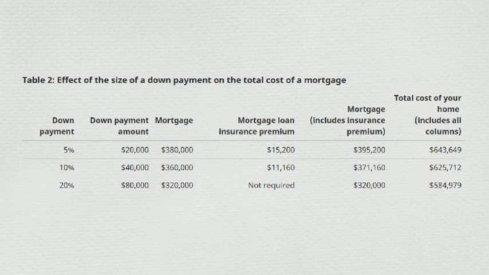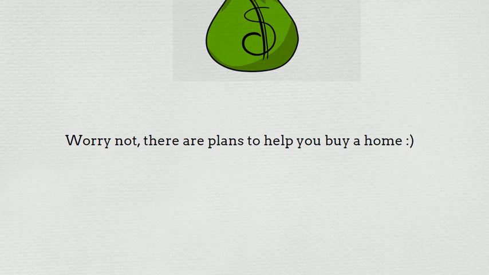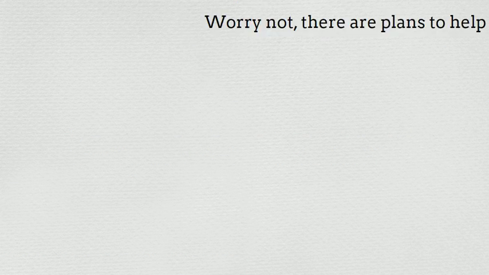Now, let's look at if you put a down payment of 20% or $80,000 down. Your mortgage would then be $320,000. You would not need mortgage loan insurance premiums. Therefore, your total mortgage would only be $320,000, and the total cost of your home would be $584,979.